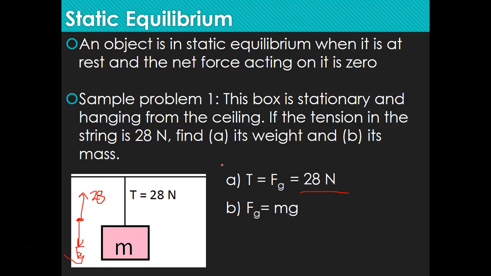So this is our final answer to part A. For part B, we know that Fg equals mg, and we figured out in part A that Fg is equal to 28. So 28 equals 9.8 times m. Divide both sides by 9.8, and you get that m is 2.86 kilograms. So this is our final answer to part B.